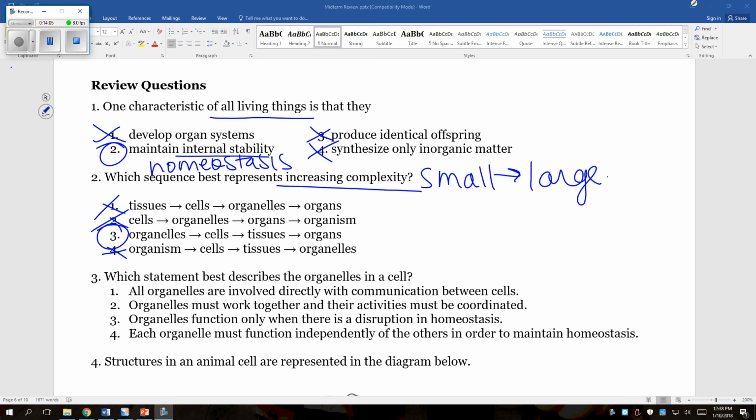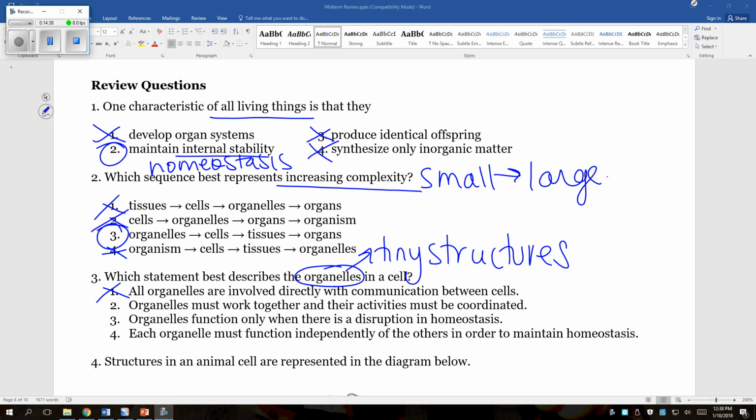Number 4 says, which statement best describes the organelles in a cell? Remember, the organelles are the tiny structures inside of the cell that are capable of doing the 8 life functions. If I'm looking down the list, number 1 says, all organelles are involved directly with the communication between cells. That's not going to be correct. 2 organelles that are involved would probably be the ribosome and the cell membrane. So we can cross that one off because not every single organelle is involved in that.